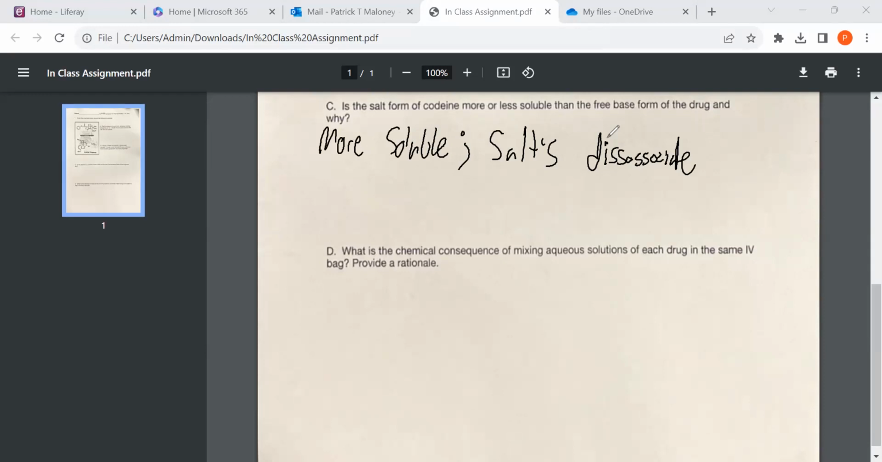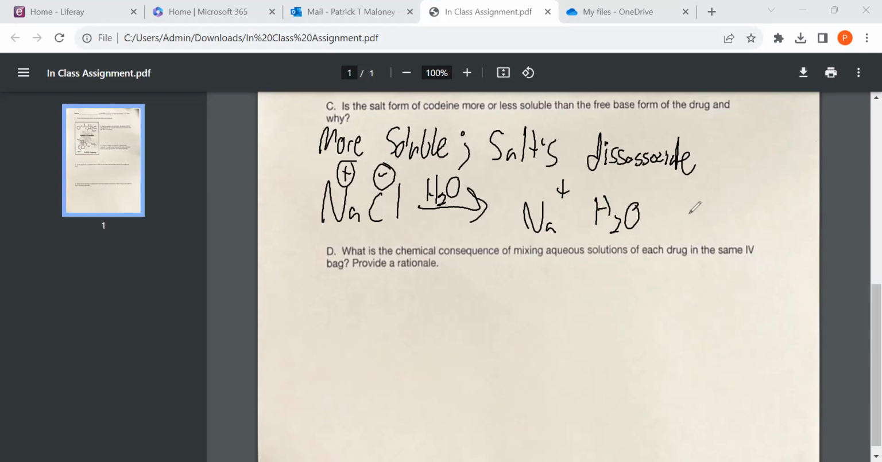When you put salt into water, for example NaCl, which is ionically bonded, we end up getting Na plus with water between it and Cl minus. So by putting codeine phosphate into water, that codeine and that phosphate are going to separate, and the likelihood that the positive and negatives participate in hydrogen bonding is going to increase, which increases its solubility overall.